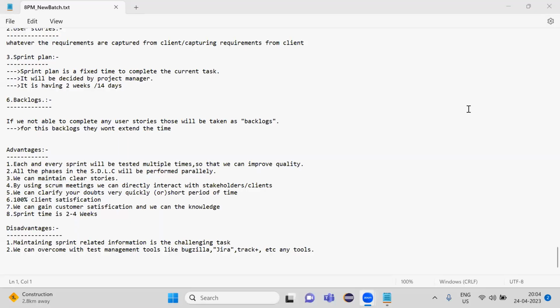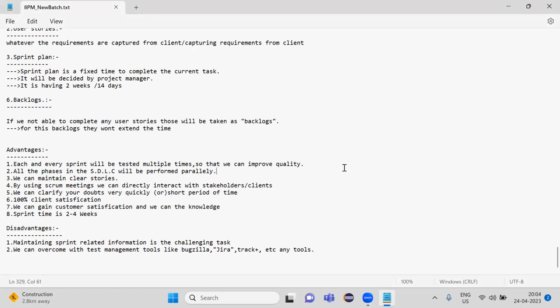Can't see the screen, sir. Sorry, unable to see the screen. Everyone is facing the same issue. Yes, sir. Let me stop and share again. Now you are able to see, right? Yes, sir.